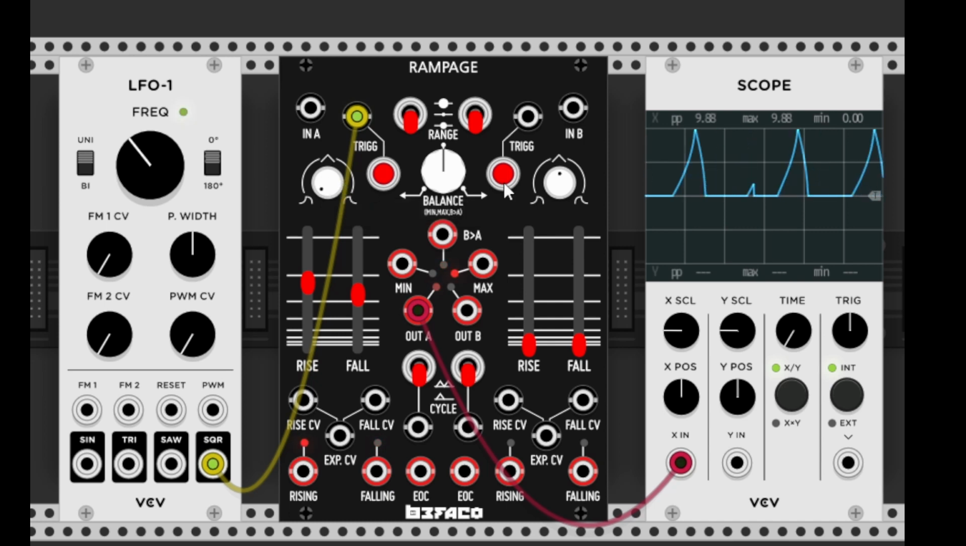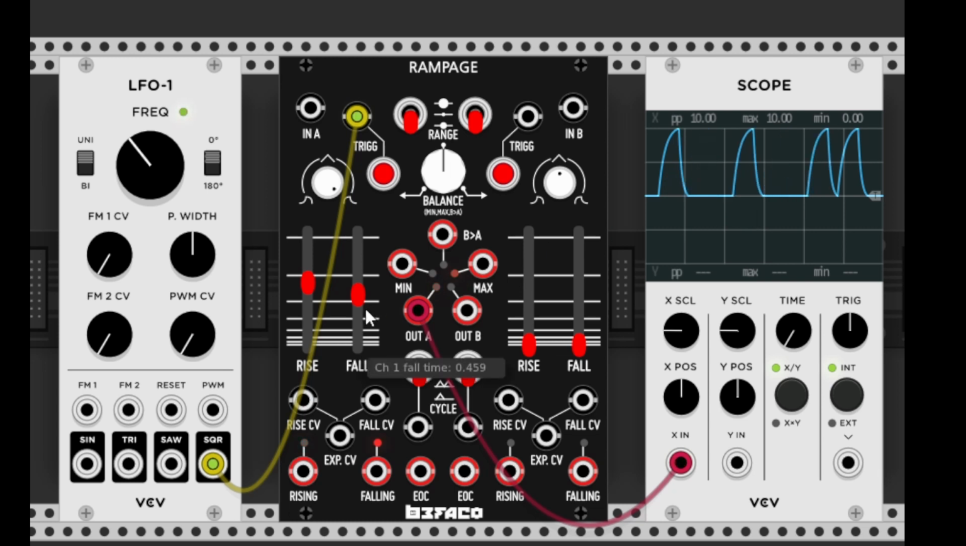Exponential means in the upwards curve it goes faster at the end, and in the downwards curve it goes faster, also at the end, but down, of course. And the other way around is logarithmic. You see that the difference gets smaller and smaller. It gets slower at the end, and the same with the downward curve.